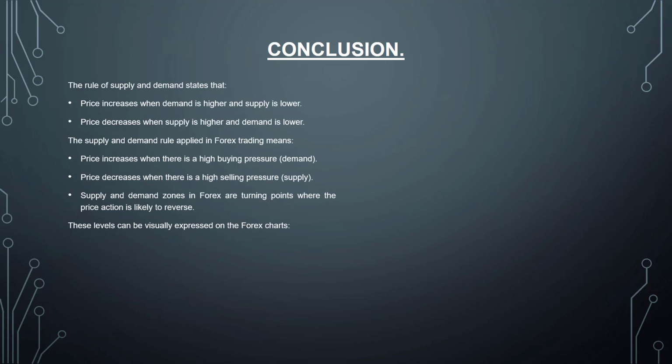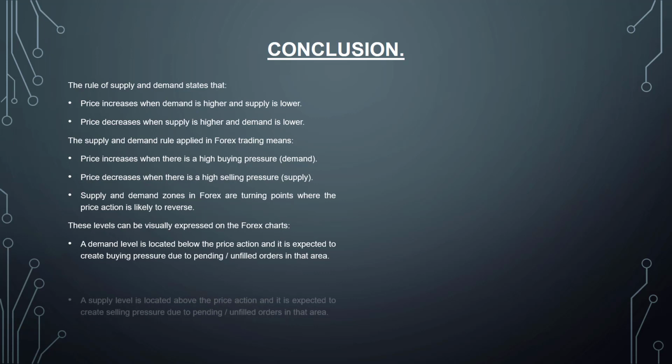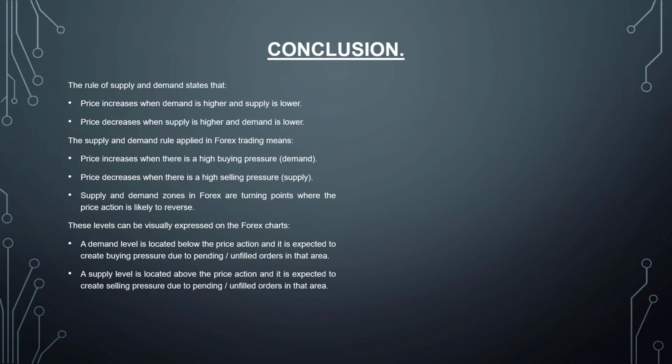These levels can be visually expressed on the Forex chart. A demand level is located below the price action, and it is expected to create buying pressure due to pending or unfulfilled orders in that area. Conversely, a supply level is located above the price action, and it is expected to create selling pressure due to pending or unfulfilled orders in that area.